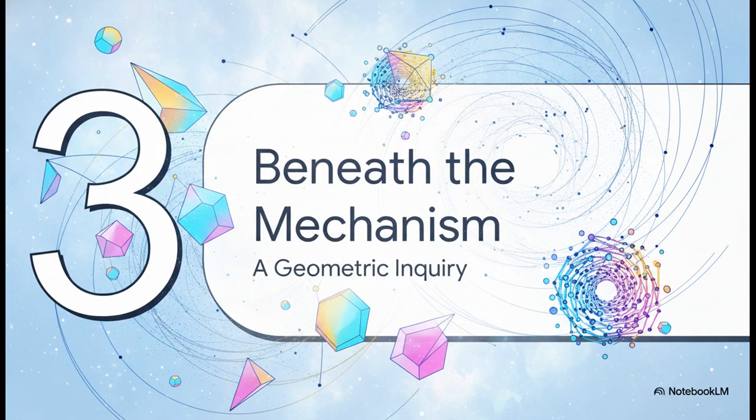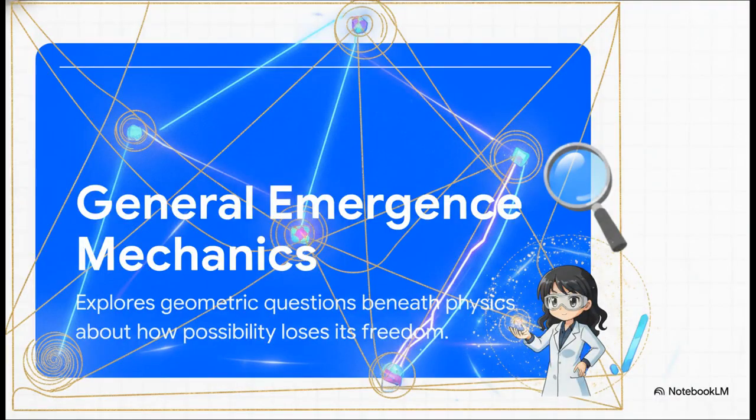Section 3. Beneath the mechanism. So we've firmly established the accepted field-theoretic explanations. We know the Higgs gives mass to fundamental particles, and we know QCD binding energy accounts for the bulk of composite matter. But now I really want to invite you to cross a threshold with me. What if we transition from these accepted physical mechanisms into a much deeper structural inquiry? This brings us to a framework known as General Emergence Mechanics, or GEM. Let me be perfectly precise here. This is not a replacement for the Higgs mechanism, but a geometric question beneath it.